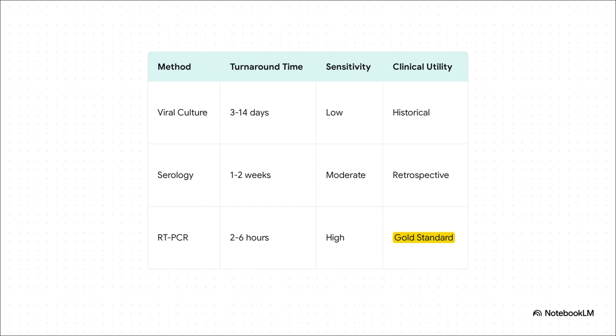Viral culture was once the gold standard, but now it's basically history. The turnaround time of days, sometimes weeks, and its poor sensitivity for a lot of the Group A viruses make it useless for managing an acute patient. Serology? That just tells you what happened in the past. So the crucial point here is that pan-enterovirus RT-PCR is the undisputed champion.